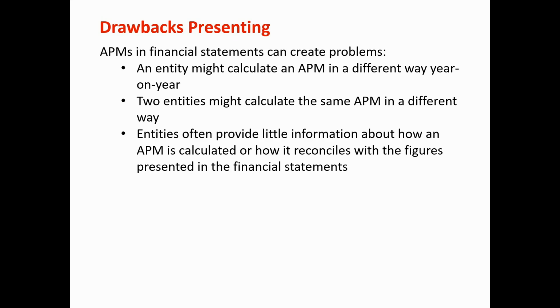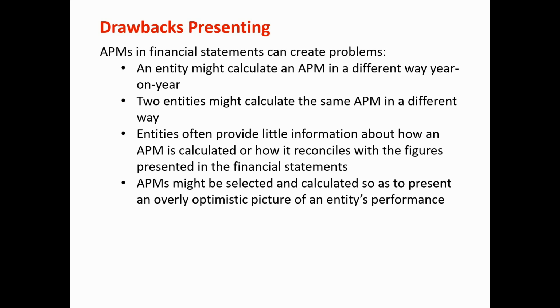Next, another one. Entities often provide little information about how an APM is calculated and how it reconciles with the figures presented in the financial statements. So whatever they disclose with regard to the additional performance measures, they may not provide full information. Why? Because there may be some errors or the information may not be relevant, and it might be selected and calculated to present an overly optimistic picture of an entity's performance. Some companies choose these additional performance measures to show their optimistic performance.